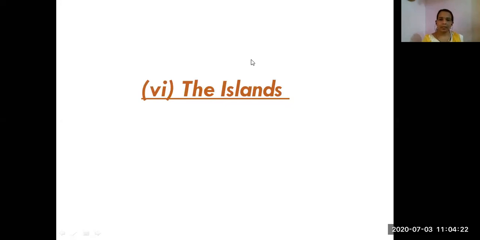Now the islands. Till here we have understood the mainland of the country. Now some islands which are lying in the Arabian Sea and the Bay of Bengal are also a physiographic part of India. So about those islands we are going to study. You have already seen that India has a vast mainland. Besides this, the country also has two groups of islands. About these two groups we are going to study.